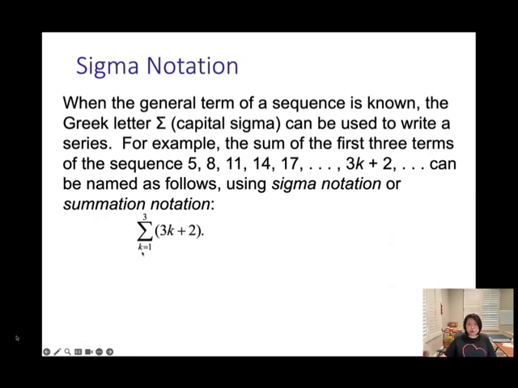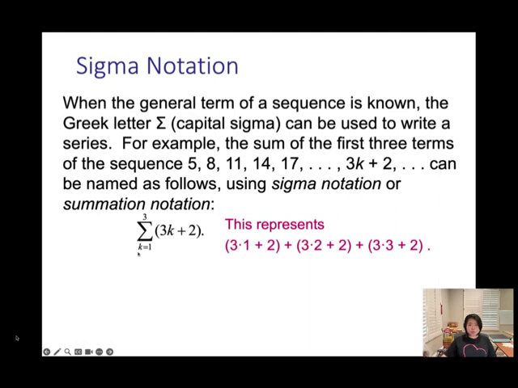So you can plug it in. When k equals 1, you have 3 times 1 plus 2, which is 5. Then k equals 2. Plug it in: 3 times 2 is 6, and 6 plus 2 equals 8. At the end, this number represents the n terms. K equals 3, so we stop here.